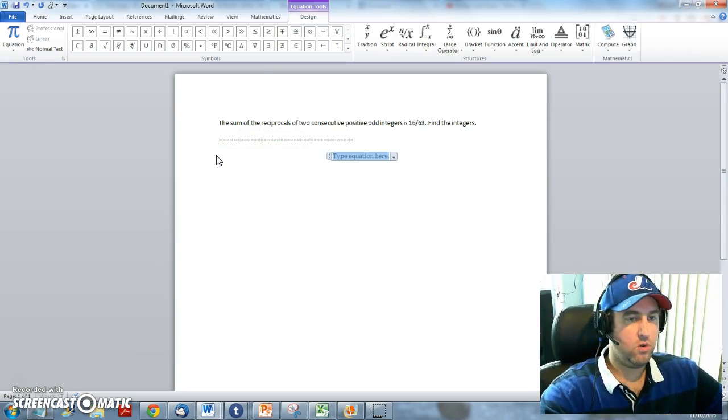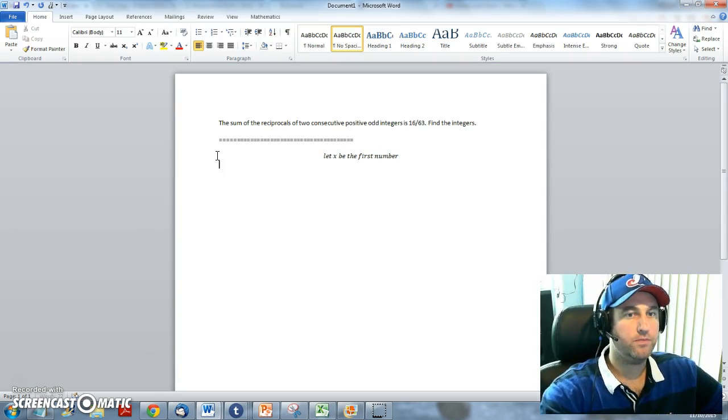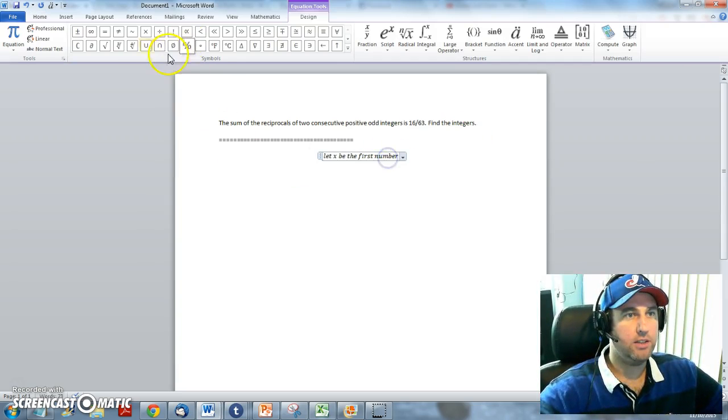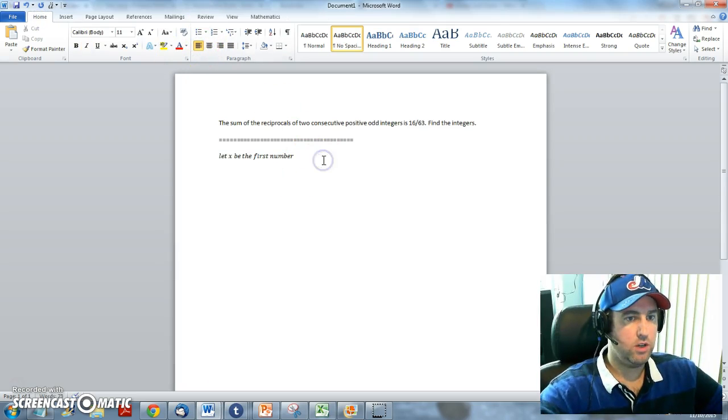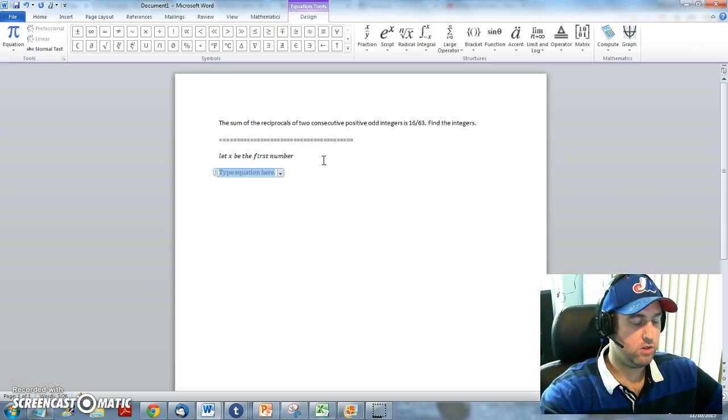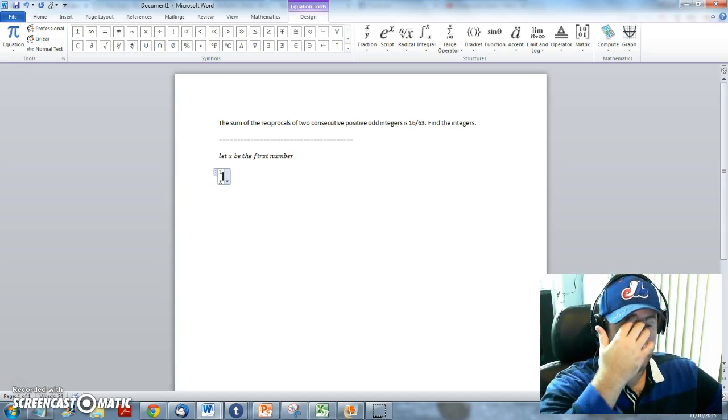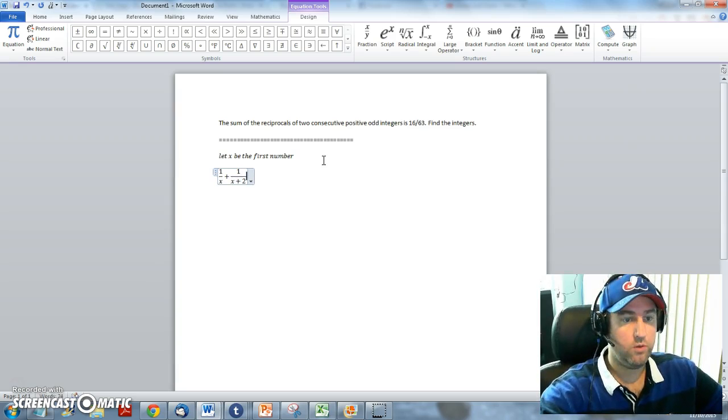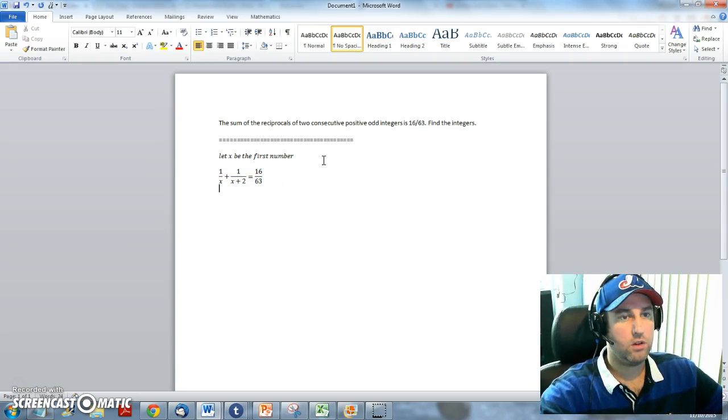Okay, so let's start by making a let statement. We'll say let x be the first number. So after I set that up, I can now set up my equation. My left side is going to be 1 over x plus 1 over x plus 2 equals 16 over 63. Because if you think about it, if we're talking about 5 and 7, what's the difference between them? 2. So if I take the first number, which is 5, and I add 2 to it, I get the second number, which is 7.